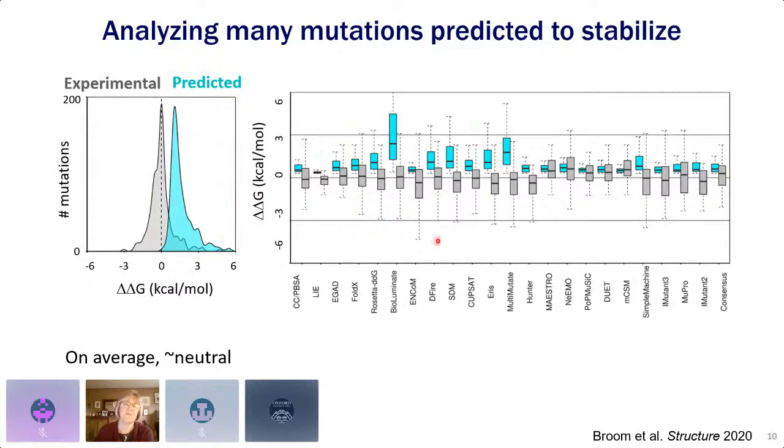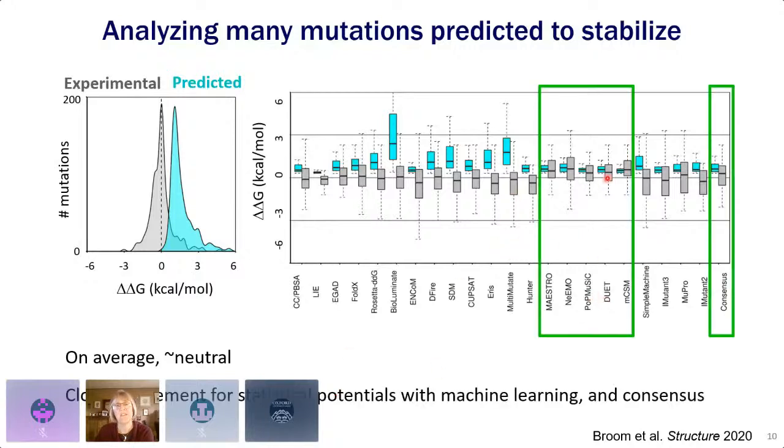If you look at the different methods that were used to design increased stability, you can see they all have a problem. Blue is generally higher than gray. And if you look in a little more detail, what you can see is that the agreement tends to be better for statistical potentials with machine learning. So those seem to do a little better, and consensus design works. So I think this was actually an aspect of why our original design worked as well. We don't know why consensus design works, but it does seem to work. Okay, so you can stabilize, perhaps better with some tools than others.